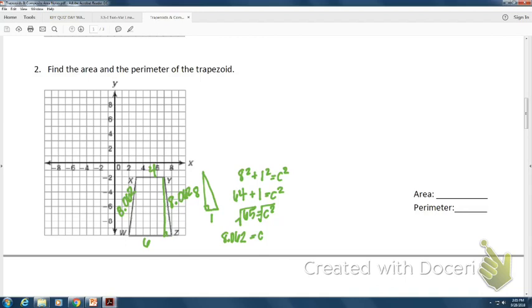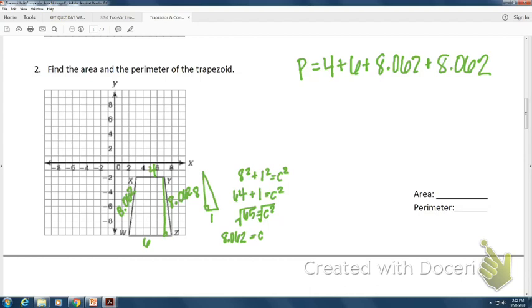No? Okay, so for perimeter, we add them all up. You have 4 plus 6 plus 8.062 plus 8.062. The way that I always double check my perimeter is I want to make sure that I added up the number of sides of my shape. So I have 4 sides of a trapezoid. I should have 4 numbers in my addition problem.